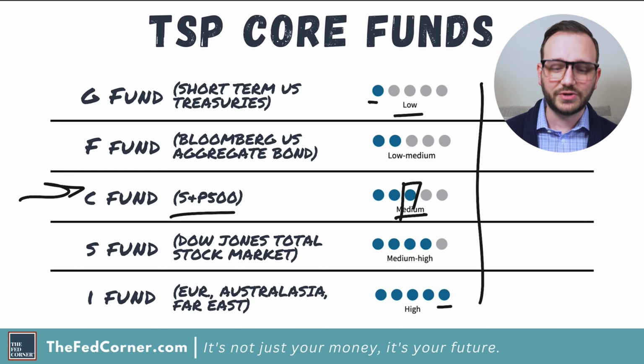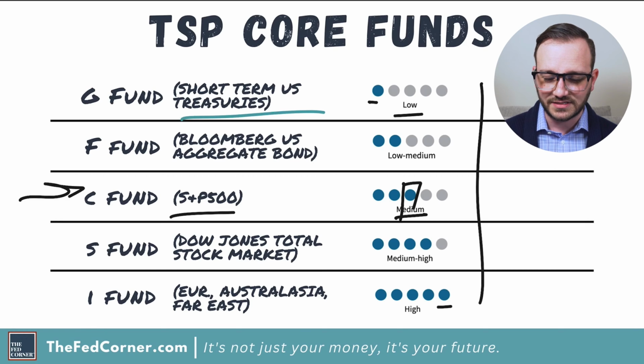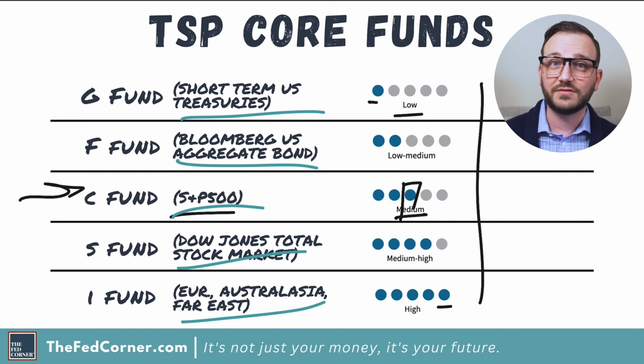Now, the C fund represents the S&P 500. And how many of you think that the S&P 500 is a medium risk investment? Not me. It's certainly not the most risky investment, but it's definitely not a medium risk kind of investment. They're comparing them to one another. And the challenge is that too many people make decisions based off of just these risk ratings without fully understanding the context of each individual investment index that the fund represents.